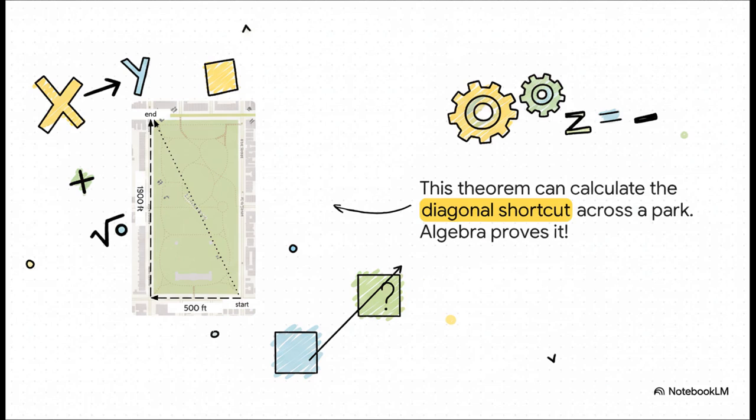Let's say you want to know the fastest way to get across a park. Well, the 2 sidewalks, they make a right angle, so that's your a and b. The shortcut across the grass, that's c. And algebra lets you calculate that exact distance, the exact shortcut, before you even take a single step.